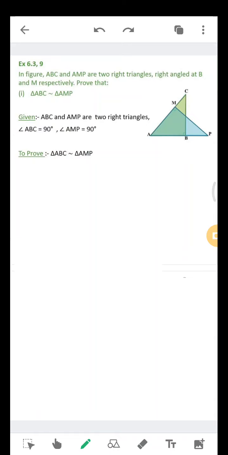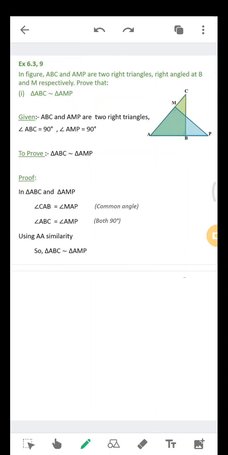Let's have a look. So let me tell you the steps which we'll use. In triangle ABC you can see angle B is 90 and in triangle AMP angle M is 90. So angle ABC is equal to AMP clearly because it is 90, and in ABC you can see angle A we have, and in AMP also we have angle A, so angle A is common here. That's all. So we can say these two triangles are similar by AA similarity rule. So let's see how to write the steps now.